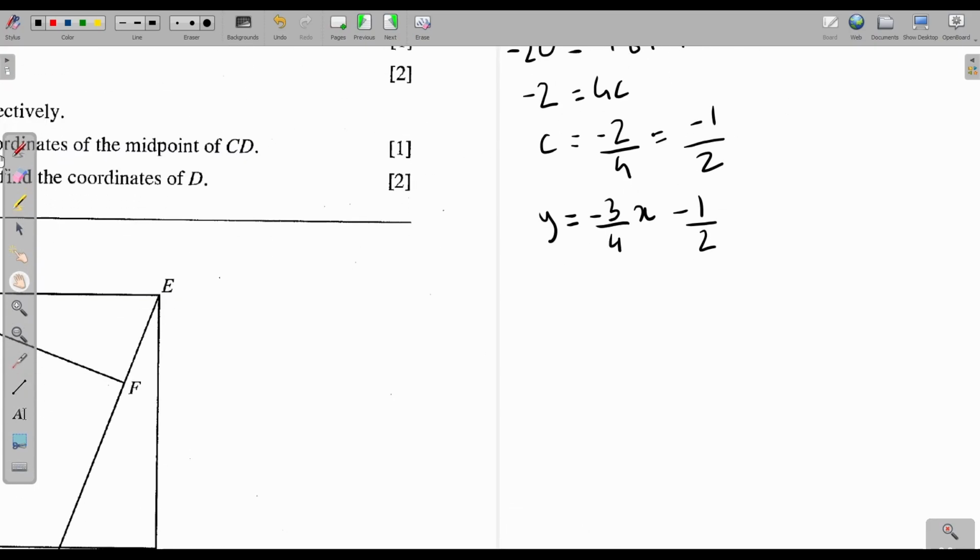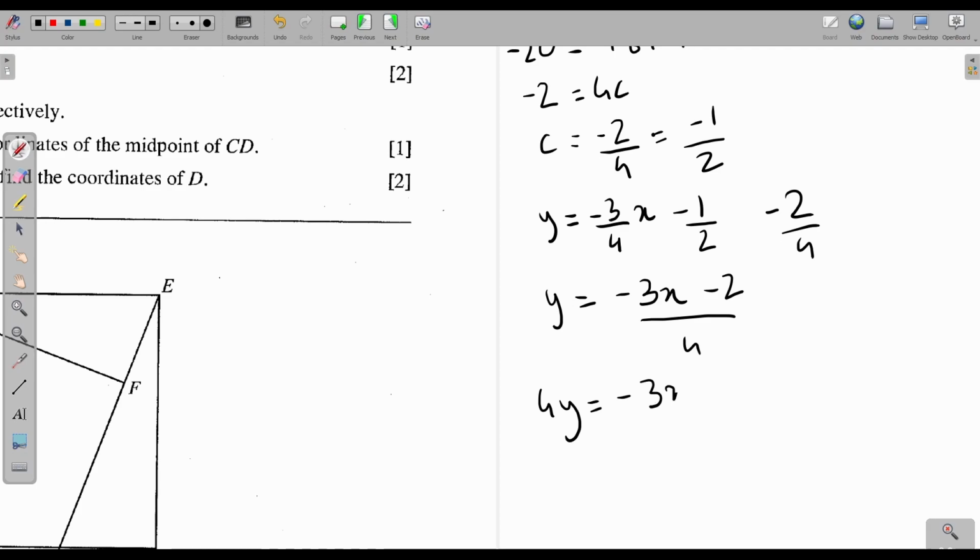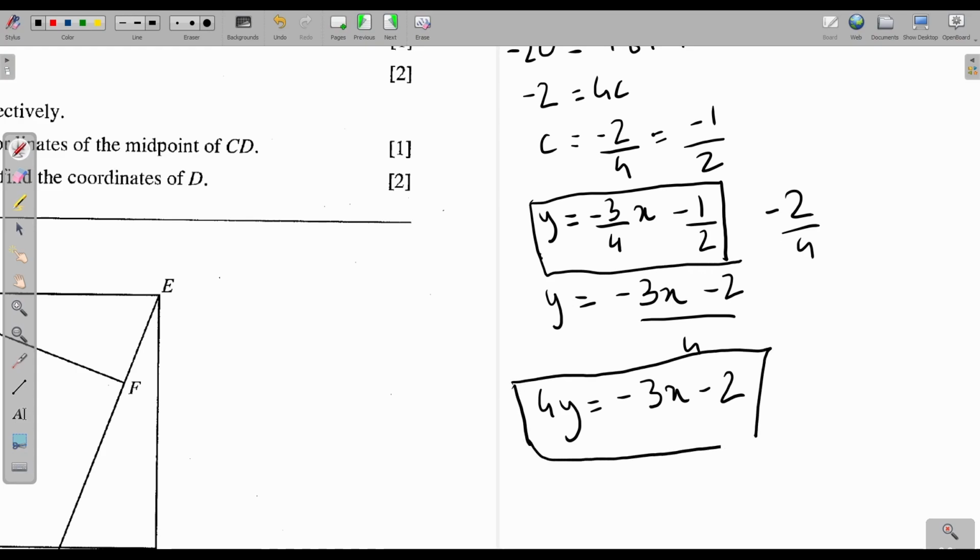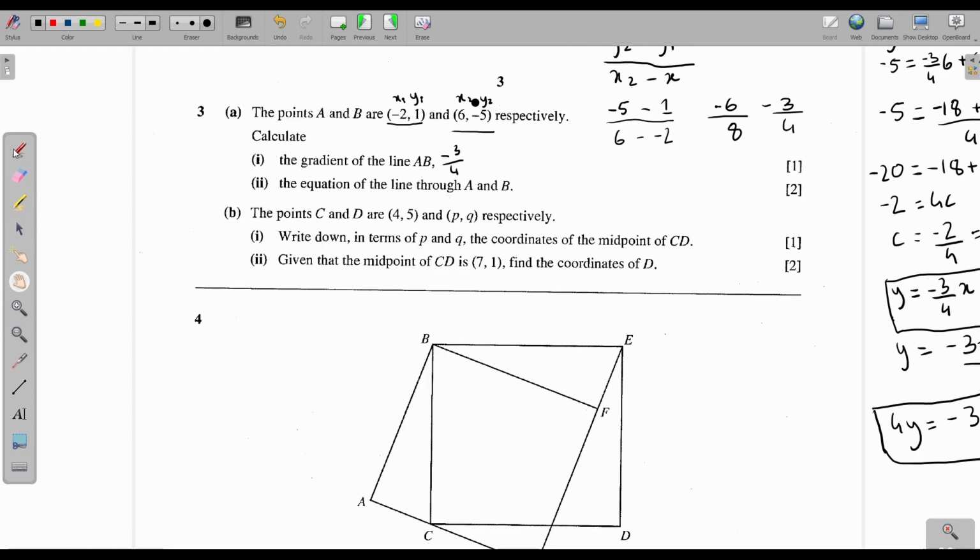And we can even simplify this further, although I doubt they need you to. We can realize that this is the same as minus 3x over 4 minus 2 over 4. So we can write 4y is equal to minus 3x minus 2. Now you could have left it like this, right? That would have been a fine answer. Or you could simplify it into this, which is still the same answer. Okay, so let's move on to part B.